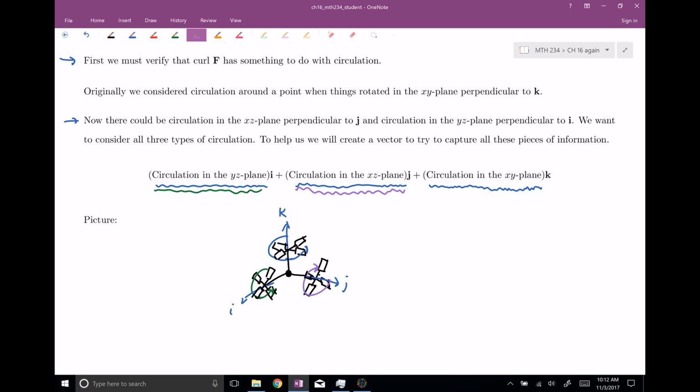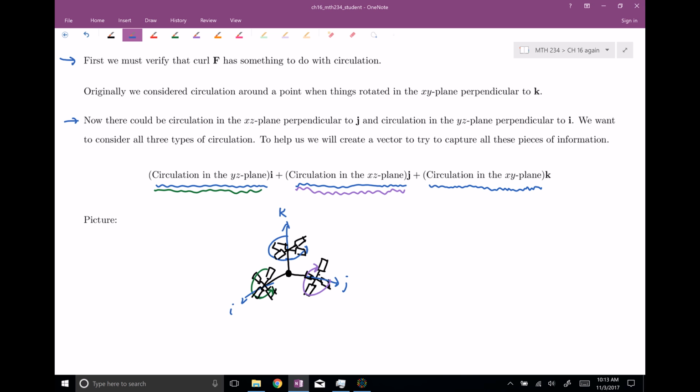So we kind of want to keep these things separate so that we know exactly how much circulation there is in the YZ plane, exactly how much circulation there is in the XZ plane, exactly how much circulation there is in the XY plane, right? So we want to keep them all separate. A vector is a great way to do that. So this right here is a vector that embeds all of our information about circulation, in the 3 different ways that it can occur.